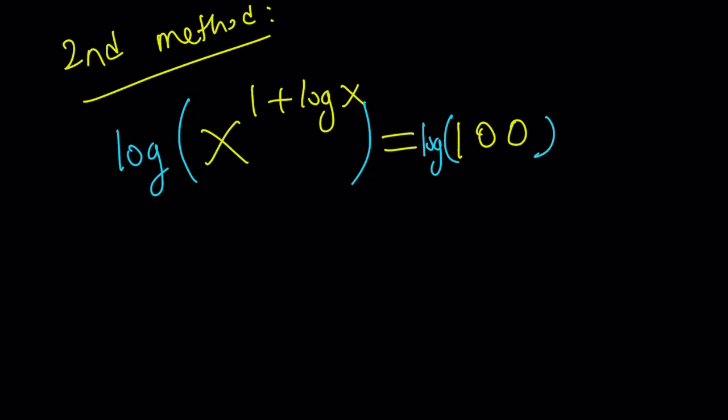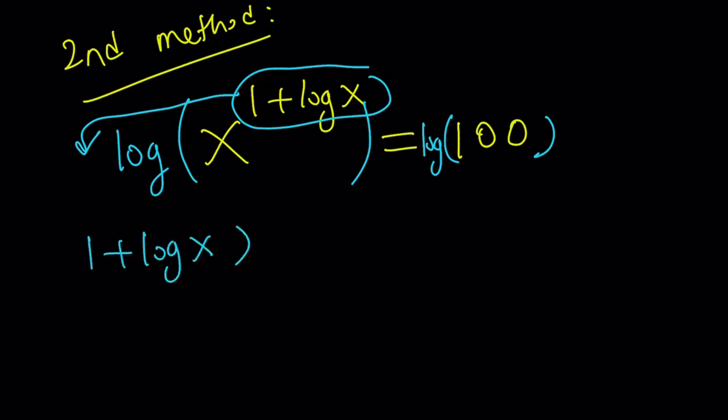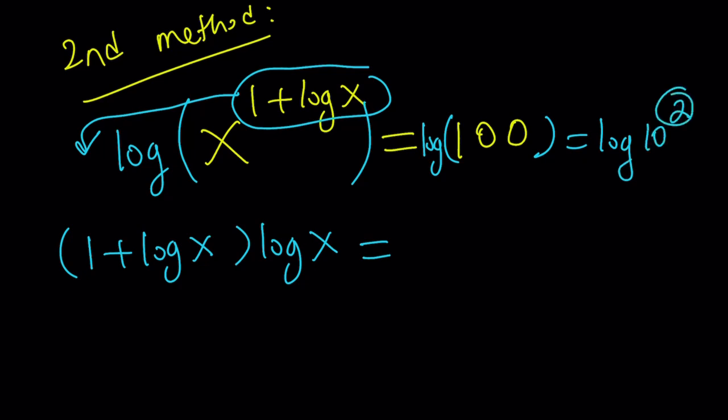Now, as you know, the exponent is going to move to the front because of the properties of logs, which is really, really cool. That's going to give us 1 plus log x multiplied by log x equals log 100. But remember, 100 can be written as 10 squared. Again, the 2 can be moved, and log 10 is equal to 1. So it's 2. You can also think about it this way: the number of zeros will give you the answer all the time. So if you have log 1 million, that's going to be 6 automatically, right?